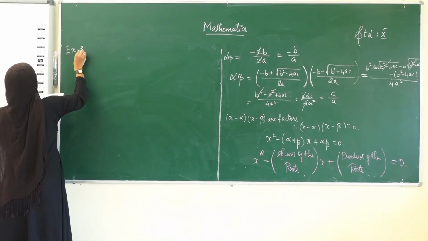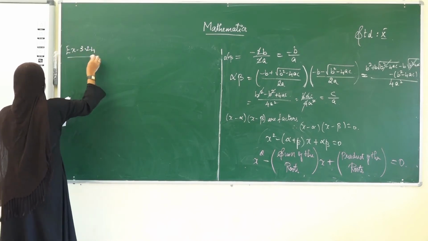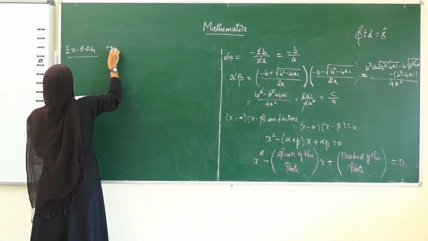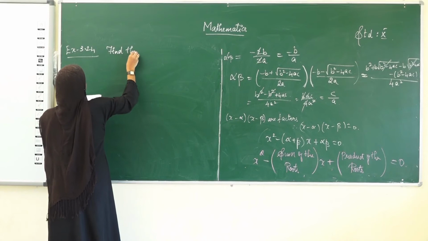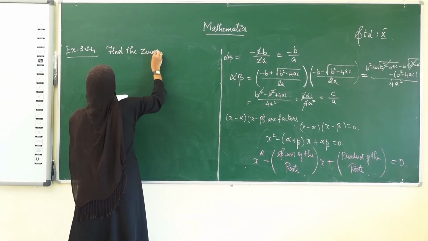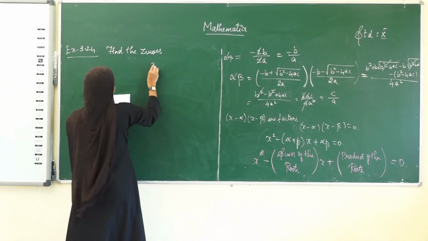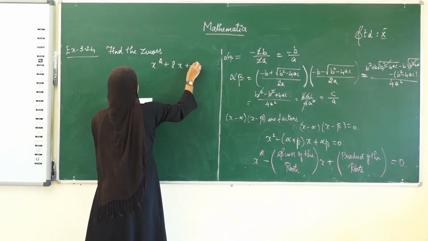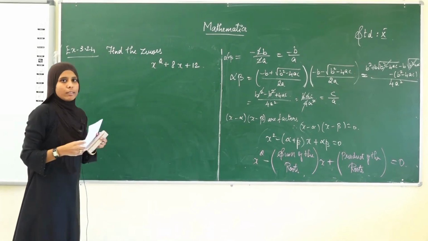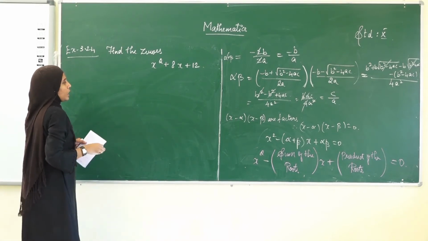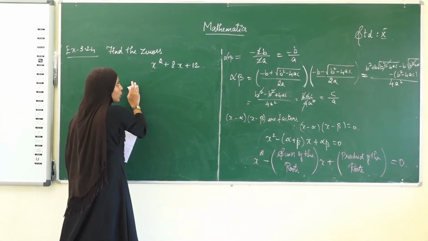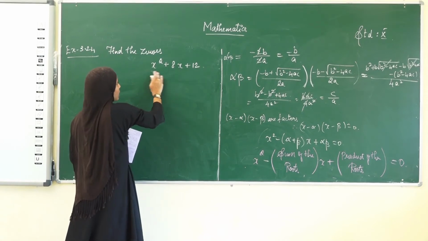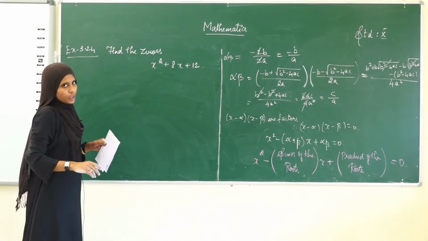Example number 3.24. Find the zeros of the quadratic equation. What's the equation they have given? x squared plus 8x plus 12. What's the zero? We have learnt, right? Instead of x, we substitute a value which makes this expression 0. That is called the zero of this quadratic expression.